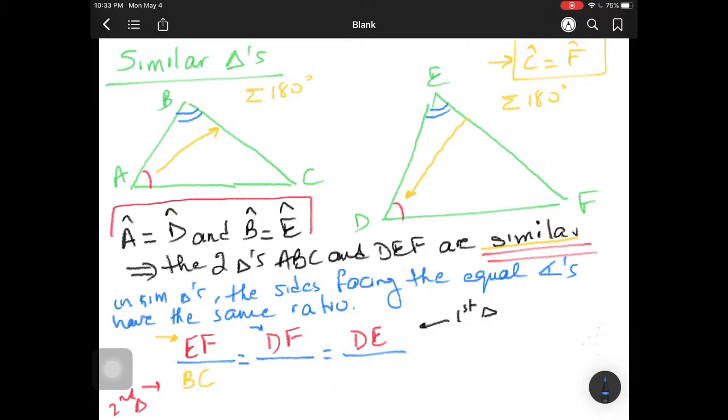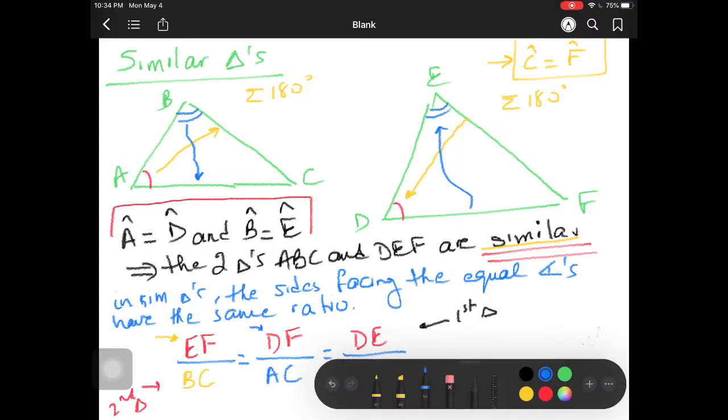I'm going to do the same with the other one. The second side that I wrote here is DF. So I go to DF and I ask myself, which angle faces side DF? It's angle E. Which angle equals angle E in the first triangle? That's angle B. Which side faces angle B? This is AC.